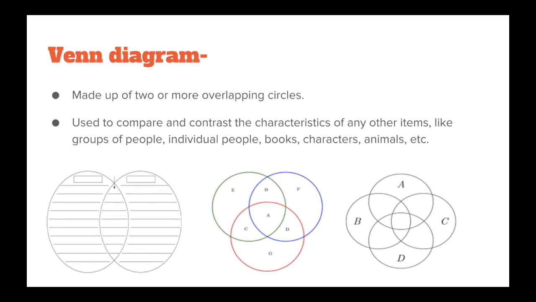A Venn diagram is an illustration of the relationship between and among sets or groups of objects that share something in common. They are made up of two or more overlapping circles and are used to compare and contrast the characteristics of any other items like groups of people, individual people, books, characters, animals, and such.